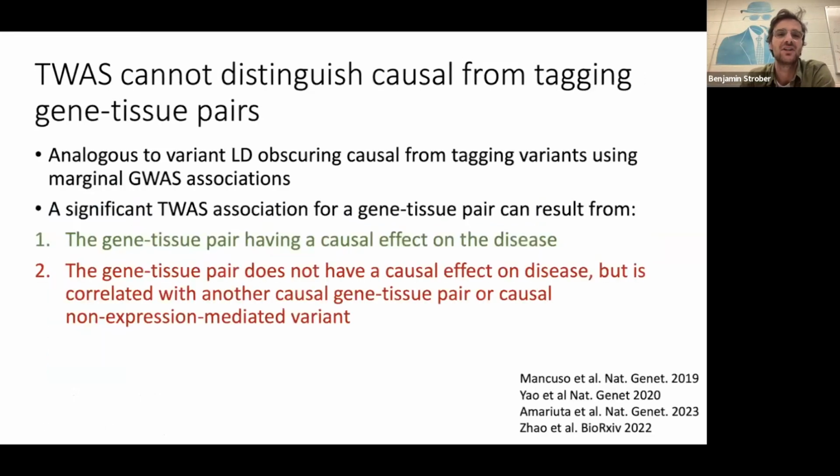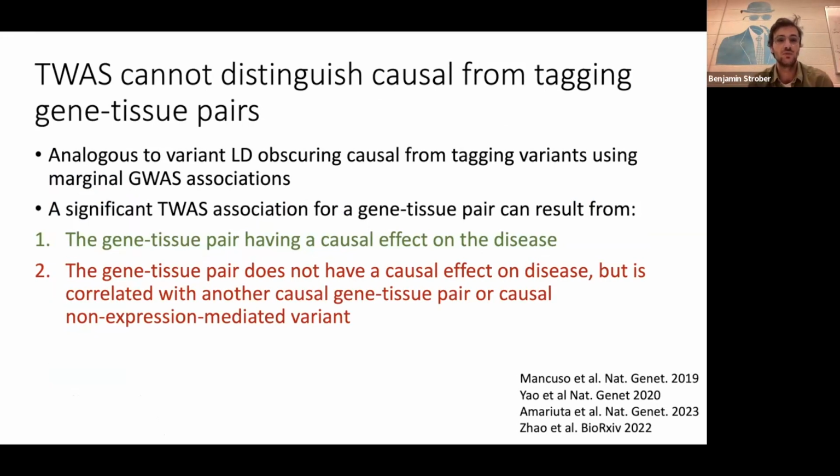However, this has a bunch of caveats. And most prominently, TWAS associations cannot distinguish causal from tagging gene tissue pairs. And this is analogous to variant linkage disequilibrium obscuring causal from tagging variants if you just use marginal GWAS association statistics. And more specifically, a significant TWAS association for a given gene tissue pair can result from 2 things.